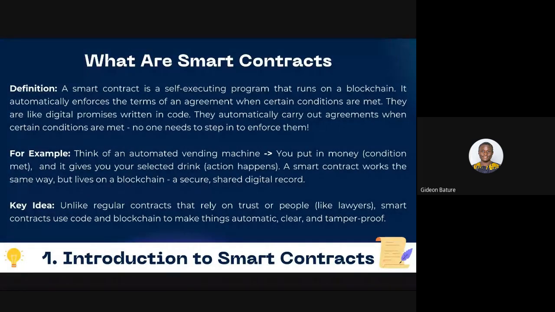And they are automatic. Why are they called smart? They are called smart because once the condition in which they are programmed is met, they automatically kick off.